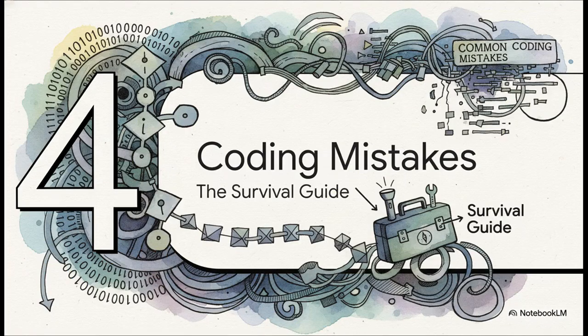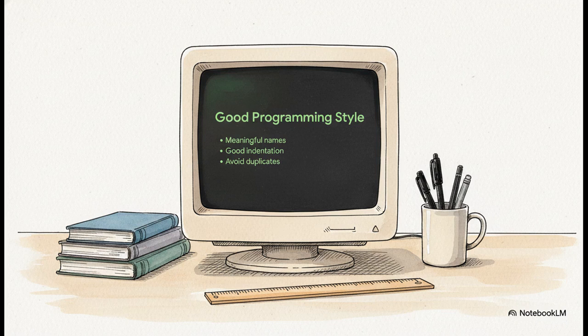Very handy. Let's bring this toolkit together in Section 4, Avoiding Common Coding Mistakes. Consider this your survival guide. Let's do a rapid-fire review of traps that even experienced programmers fall into. First up, good programming style. Readability isn't just a bonus, it's essential. Use meaningful variable names. Write out temperature, don't just use the letter T. Enforce consistent indentation. Use blank lines for readability. And never duplicate tests in your if-else logic. Good style makes code readable for both you and your team.